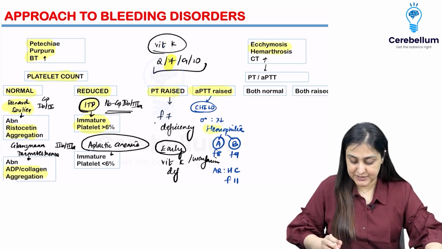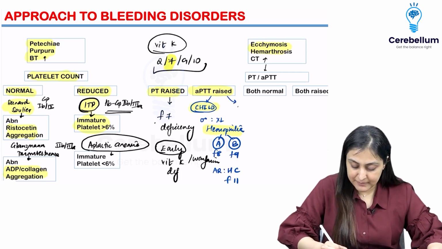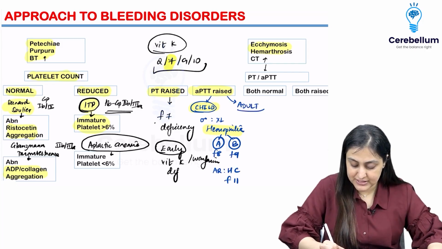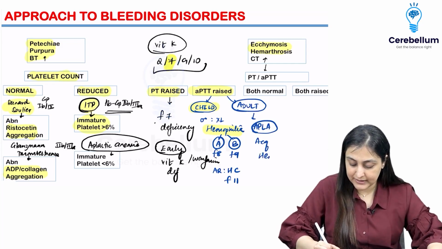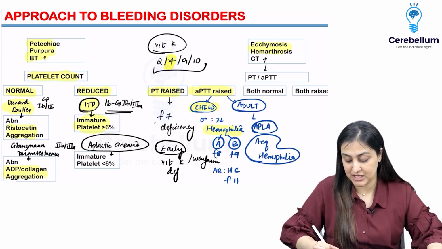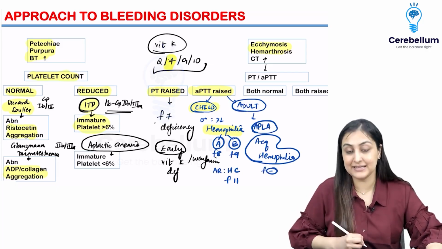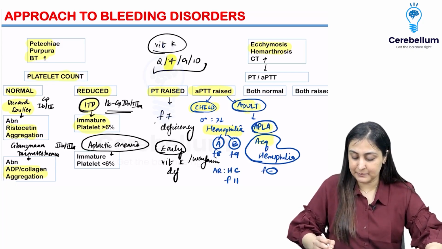Alright, so the first differential is going to be hemophilia if it is a child. If it is an adult patient, there are two differentials that you have to rule out. One is APLA, antiphospholipid syndrome, which we have already studied. Second is what is known as acquired hemophilia, where you have factor inhibitors. This is frequently seen in patients who have had repeat transfusions. So the factors get these inhibitors. This is how you approach APTT being raised.